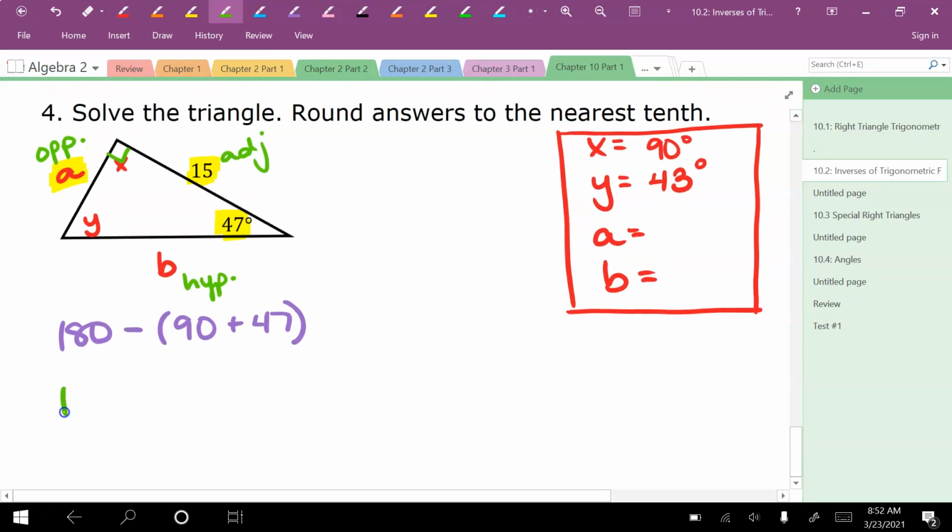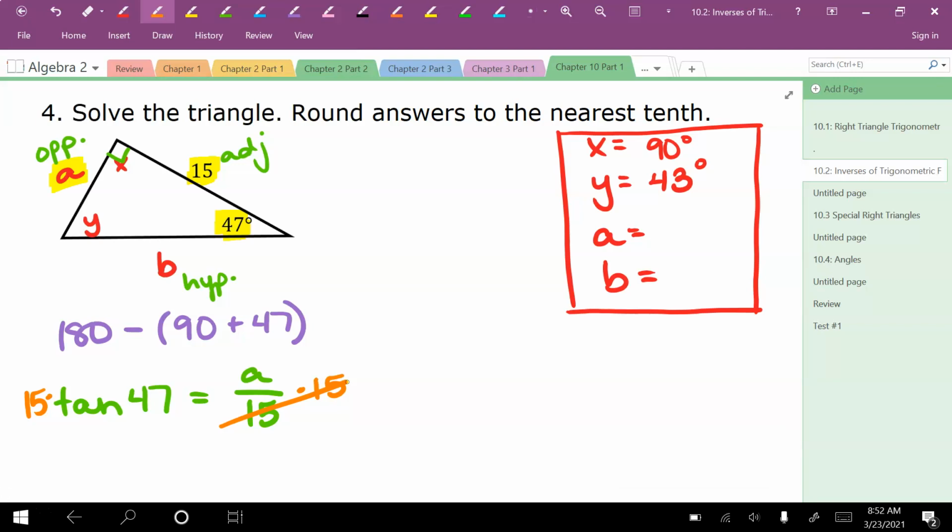So I'm going to set it up tangent of the 47 degrees is equal to your opposite side, which is A, over the adjacent side, which is 15. This is like what we were doing yesterday when we were solving for missing sides. So I'm going to multiply both sides here by 15. You're going to need your calculator at this point. You're going to take 15 times the tangent of 47.